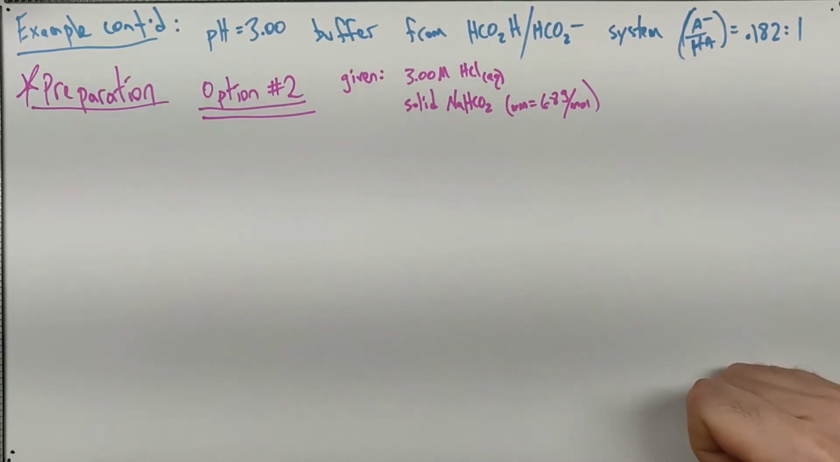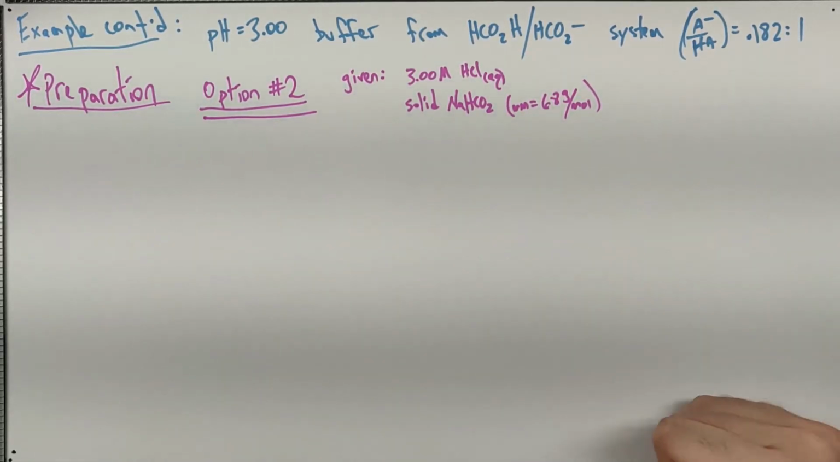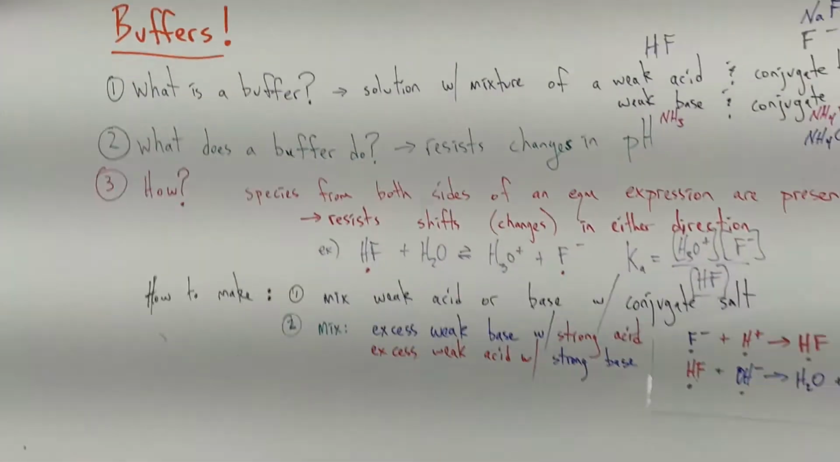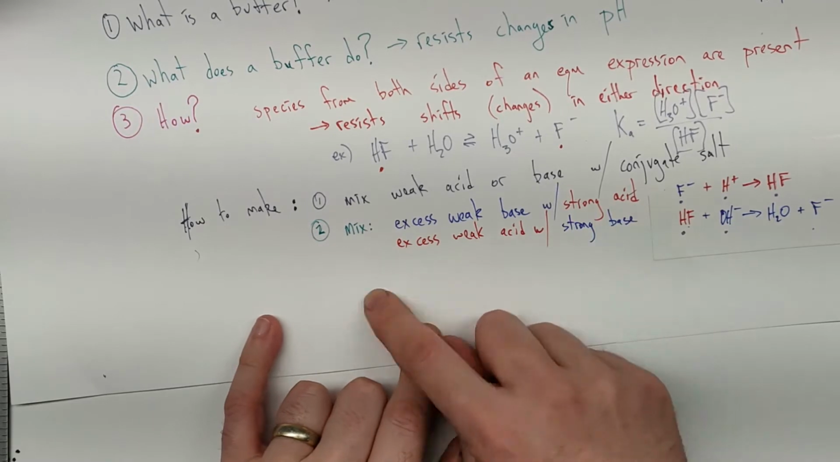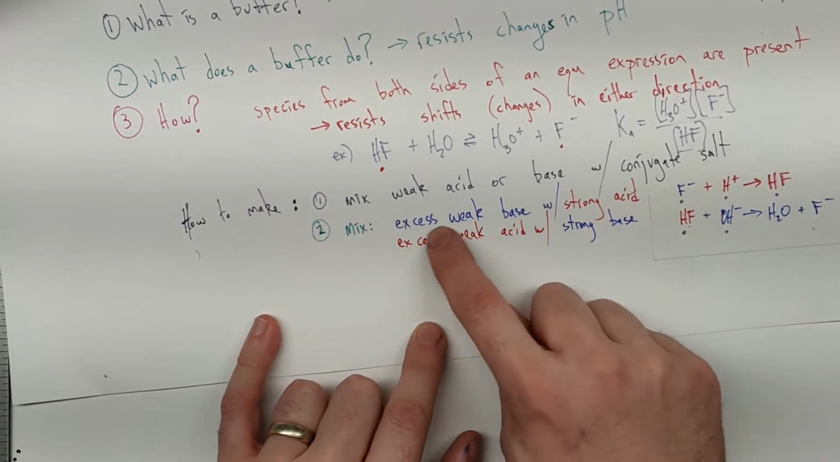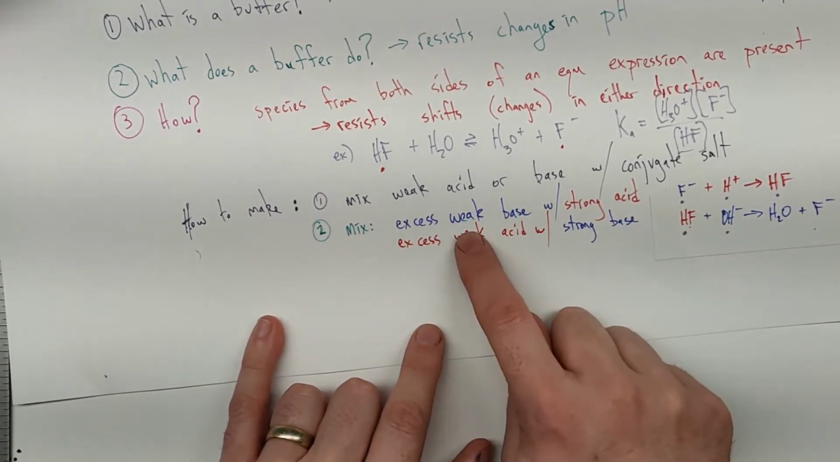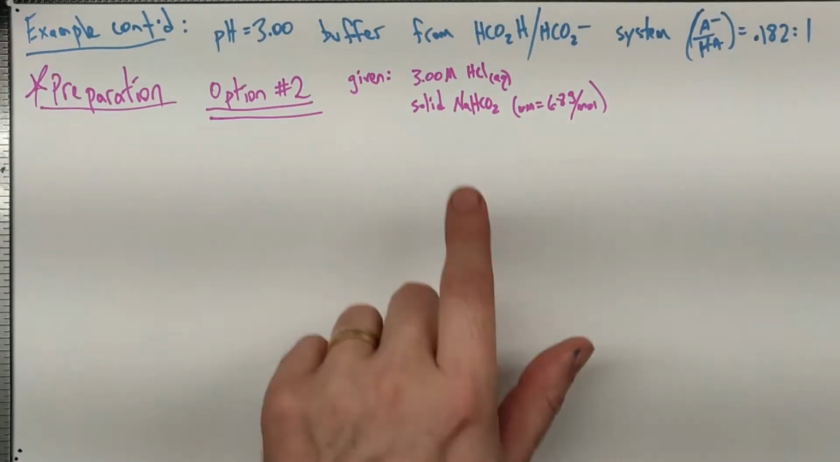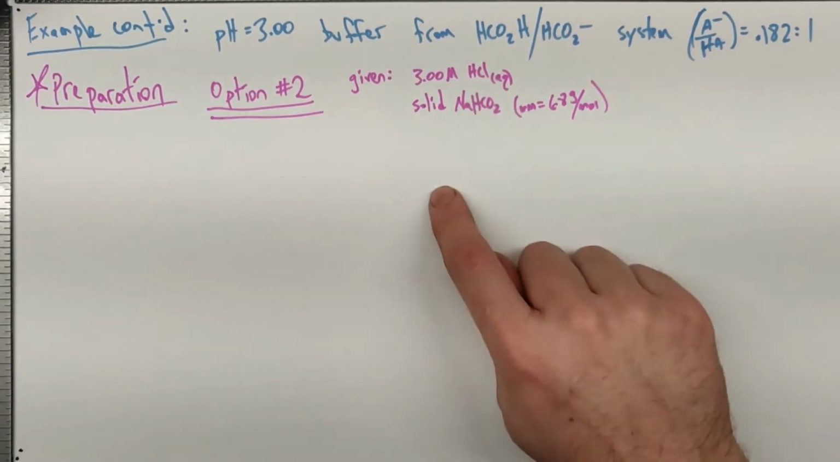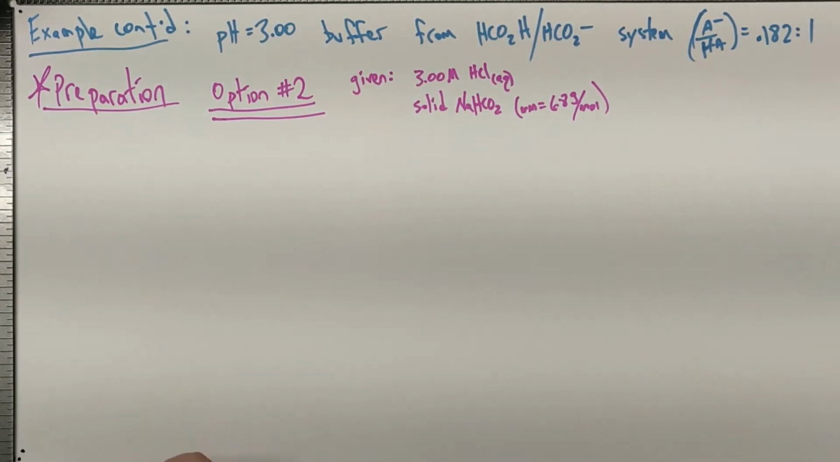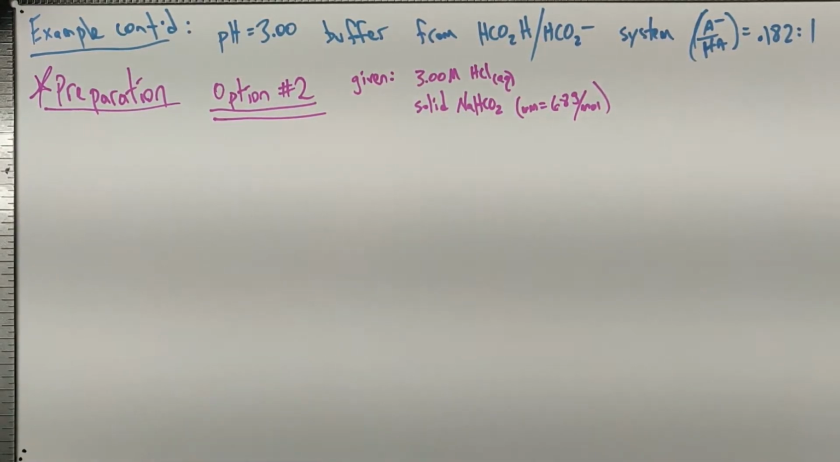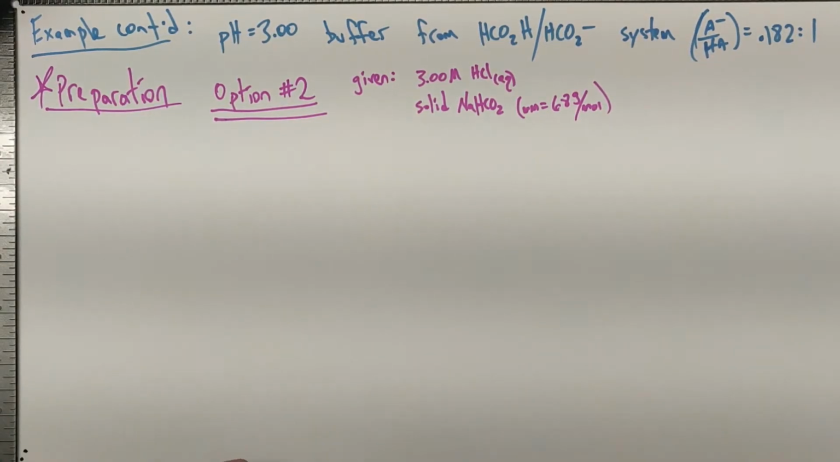We can brute force a buffer by combining a weak base with its conjugate salt, or we had a couple other ways we discussed earlier, which is excess weak base with a strong acid or excess weak acid with a strong base. Right now we're going to look at this option, excess weak base with our strong acid. So in this case we're going to be given the 3 molar HCl and then solid sodium formate, and I want to glance very quickly at the reaction taking place, and that is our HCl plus our formate ion making formic acid.